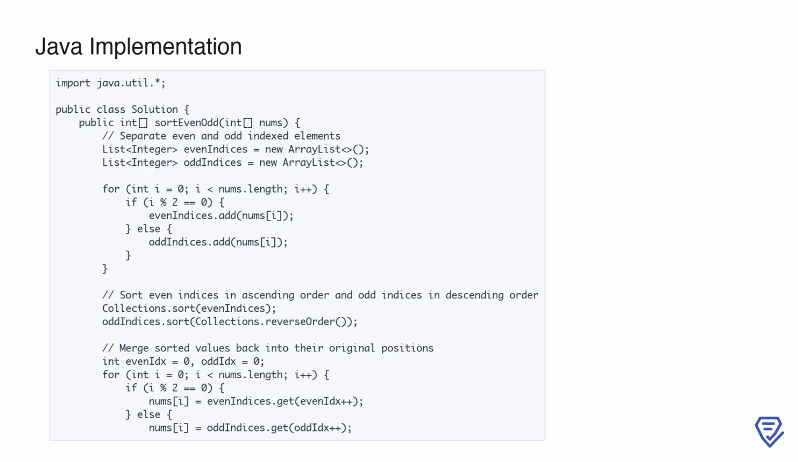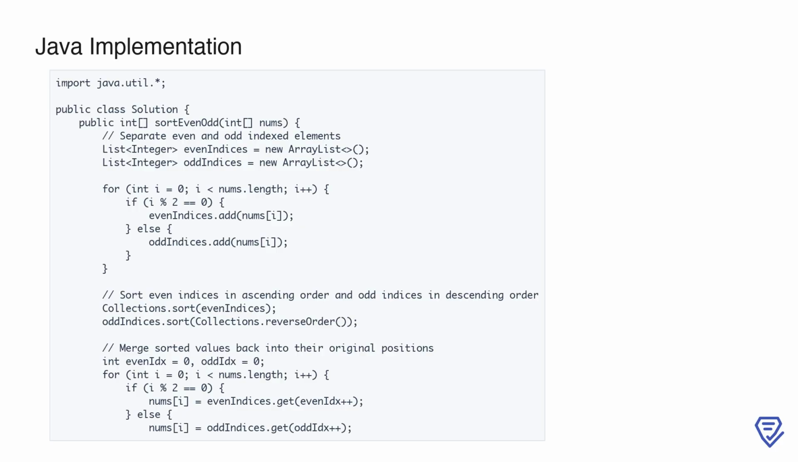Next, we sort the even indices list in ascending order using Collections.sort. For the odd indices list, we use Collections.reverseOrder to sort it in descending order. Once the two lists are sorted, we need to merge them back into the original array while maintaining their respective positions. To do this, we initialize two pointers, even_idx and odd_idx, both starting at 0.